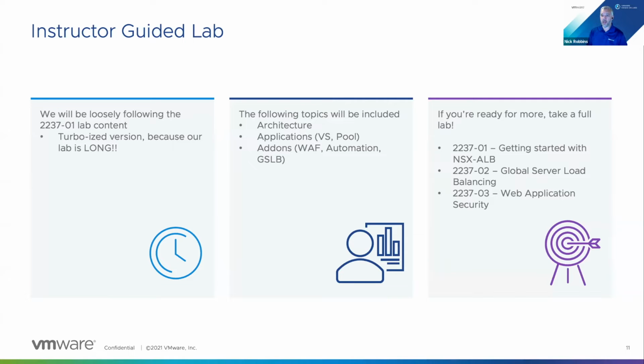And then if you're ready for more, we've got 3 different labs. We've got this lab, which is our getting started lab. We've got the O2 lab for global server load balancing, if you want to do multi-availability zone or multi-region load balancing. And then we've got a lab on web application security, which kind of goes over our WAF and different things you can do with positive security and machine learning in your application, or in the security for your application.